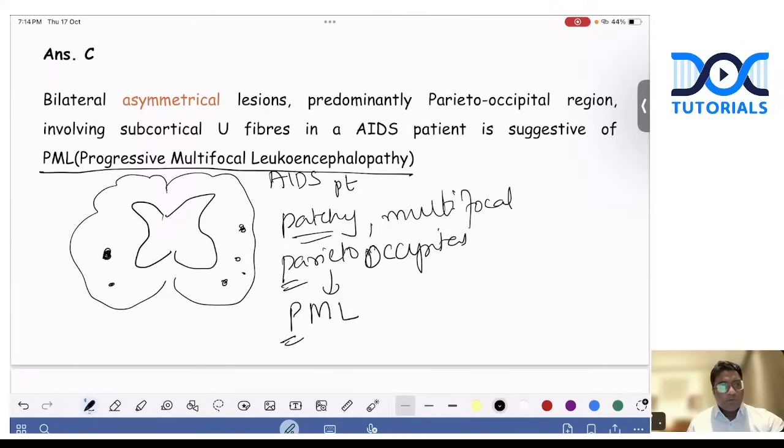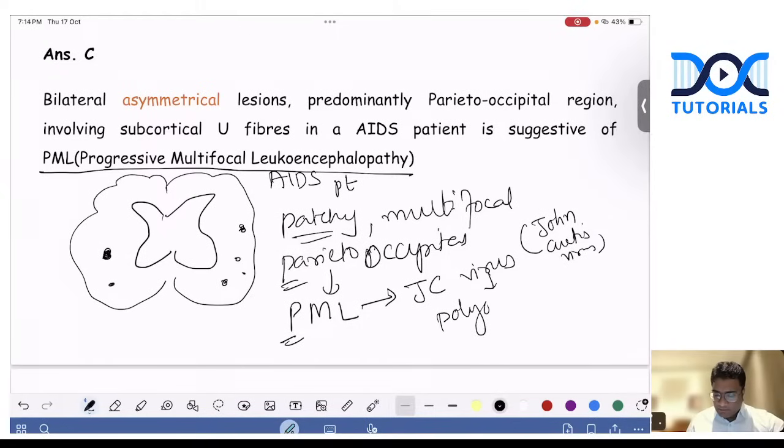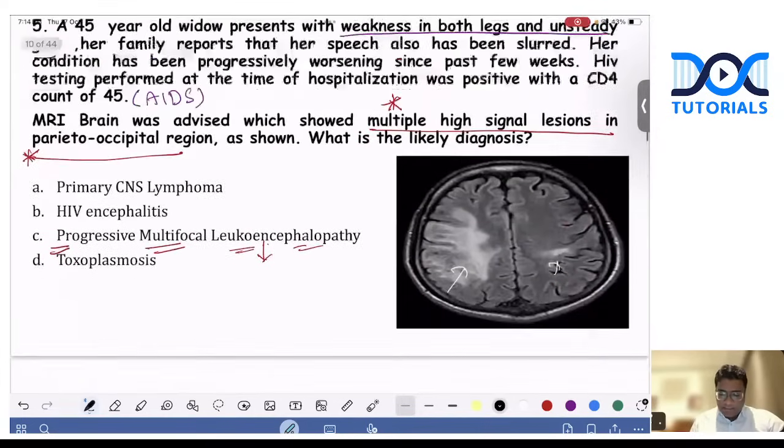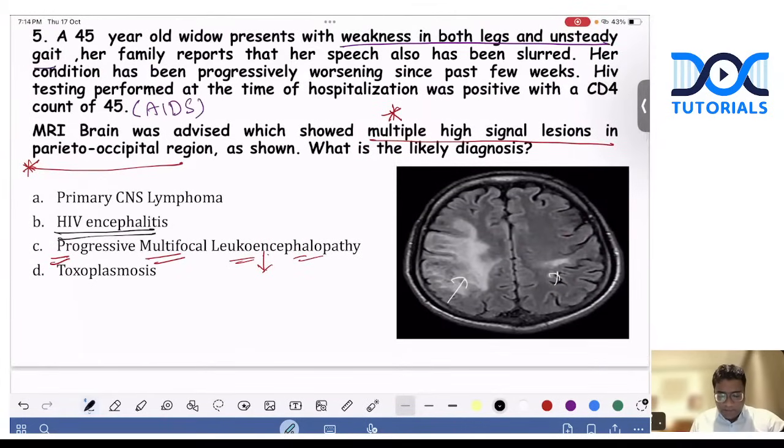I hope you know the manifestations in your patients with AIDS. It is an opportunistic infection. PML is caused by the JC virus, John Cunningham virus, which is a type of polyoma virus. So remember: bilateral, asymmetrical, parieto-occipital, patchy, multifocal involvement, think of PML.